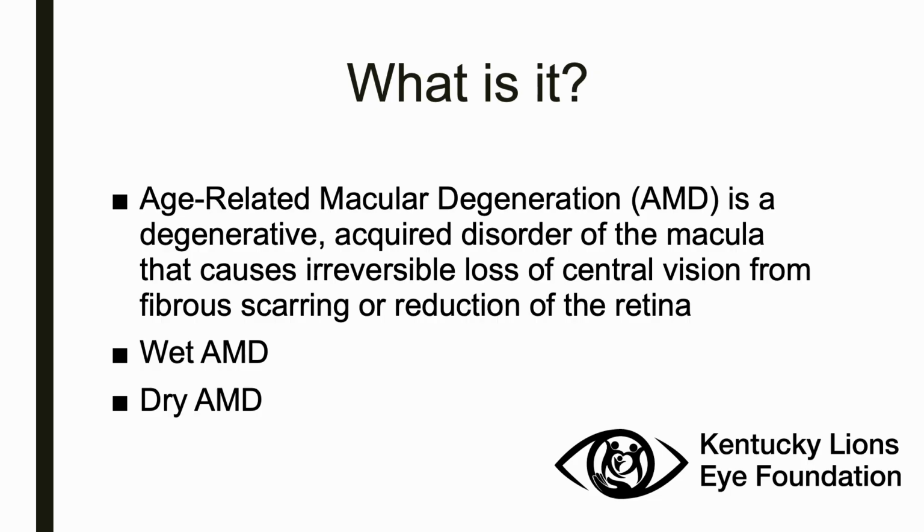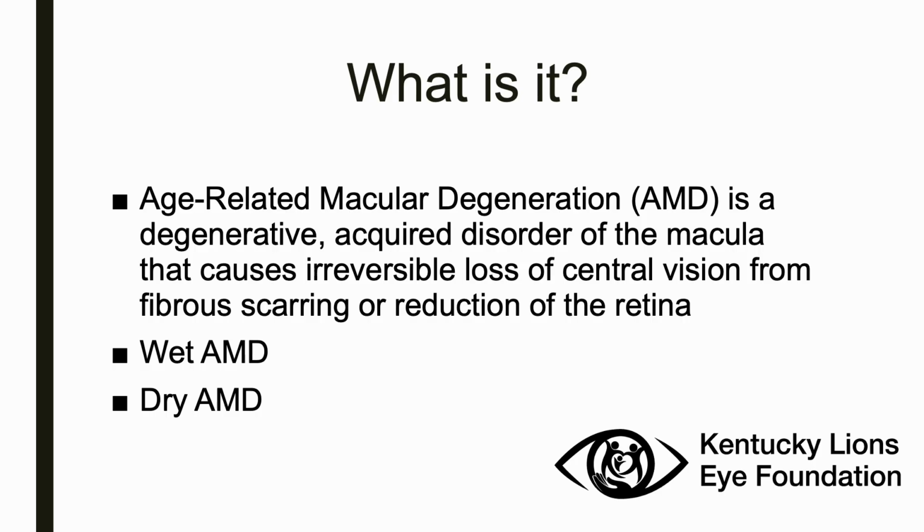Age-related macular degeneration, often abbreviated as AMD, is a degenerative acquired disorder of the macula that causes irreversible loss of central vision from fibrous scarring or reduction of the retina. There are two different types of AMD.